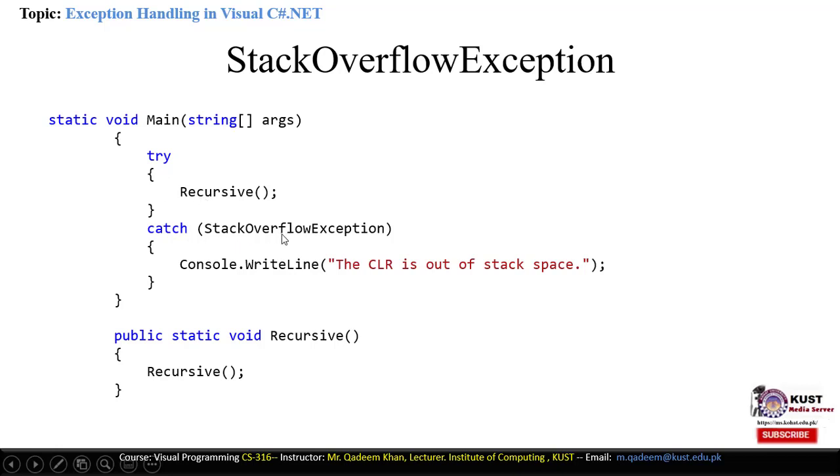Stack overflow exception will be raised here. Now this function is calling itself in the body. Here the recursive function is a public void recursive, and still it's calling recursive. So the function calls itself here, and when we call this function in the try statements, infinite times this function will be called, and in fact the CLR will be out of stack space. So here the stack overflow exception will work, and here we will define our own error message that the CLR is out of stack space.